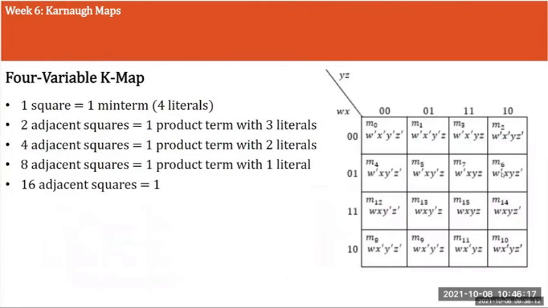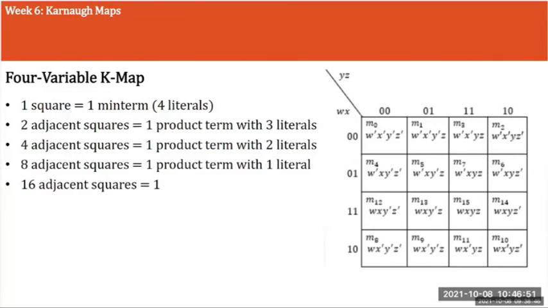So for variable K-map natin, i-maximize natin siya using the variables W, X, Y and Z. So sabi dito, 1 square is equal to 1 min term, 4 literals. Then 2 adjacent squares, 1 product term with 3 literals, 4 adjacent squares with 1 product term with 2 literals, 8 adjacent squares with 1 product term with 1 literal, and 16 adjacent squares which is equal to 1. So, iisa-isahin na natin siya.